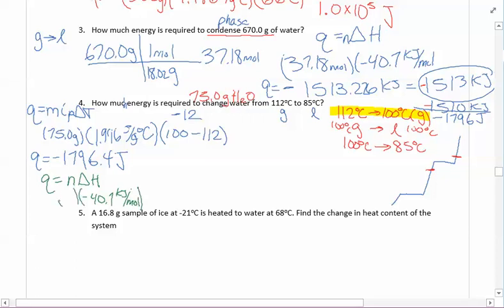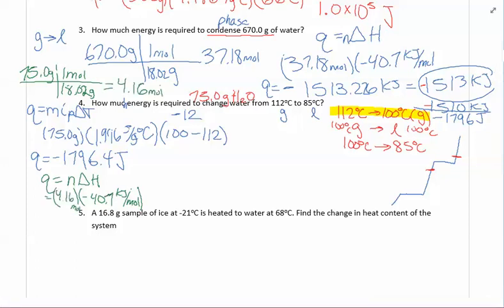We just need to figure out what is 75 grams into moles. So we have to do a quick mole conversion. 75.0 grams of water. 1 mole is 18.02 grams. Okay, so we end up with 4.16 moles. Now the nice thing is if we had a second phase change, we already have the moles. We could use the same number again, but we only have one phase change in this problem. So we're going to multiply these together. We should end up with a negative number here. So we end up with negative 169 kilojoules.